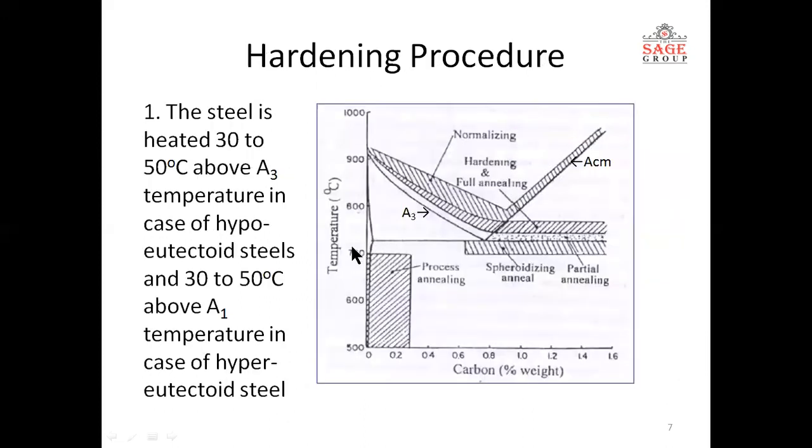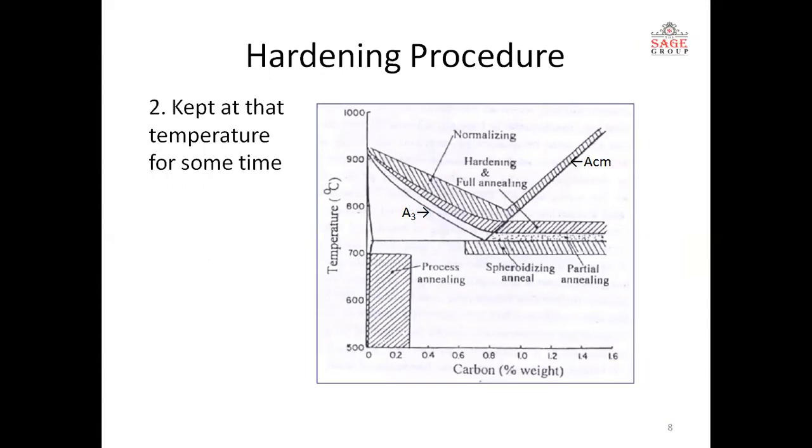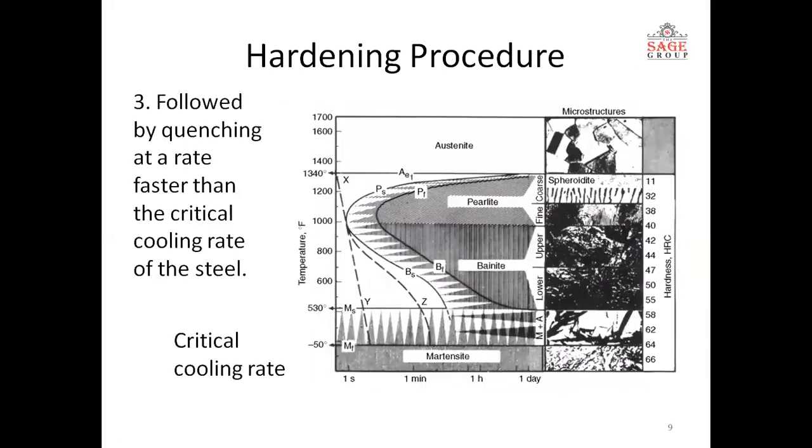So the hardening process, step by step: heat the steel to 30 to 50 degrees above the A3 line in the case of hypoeutectoid steel, and 30 to 50 degrees above the ACM line in the case of hypereutectoid steel. Keep at that temperature for some time to homogenize the temperature. Then follow with quenching. Quenching means using some medium like oil, water, or brine solution, at a rate faster than the critical cooling rate of the steel. So you have to achieve the critical cooling rate to form the maximum amount of martensite.